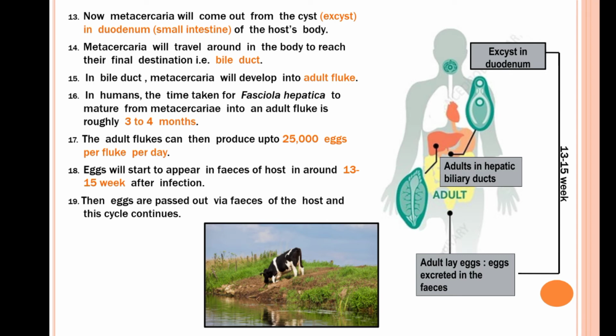In humans, the time taken for Fasciola hepatica to mature from metacercaria into an adult fluke is roughly 3 to 4 months, which is 13 to 15 weeks. The adult flukes can produce up to 25,000 eggs per fluke per day. Eggs will start to appear in feces of host in around 13 to 15 weeks after infection. And then eggs are passed out via feces of the host and this cycle continues.